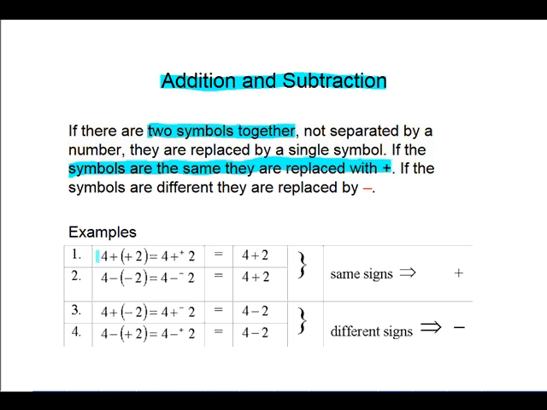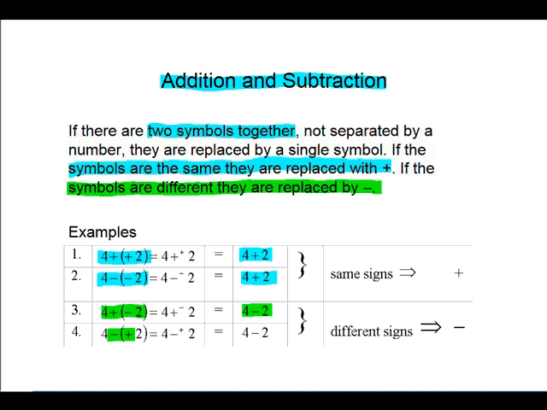So the rule is that if they're the same when they're next to each other, we replace with a plus, and if they're different, then we replace with a minus operator. And there's a few examples here. See how in examples 3 and 4, when they're different, they go to a minus. It's very important that you do this.